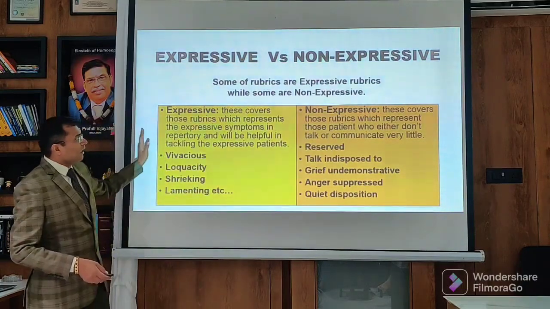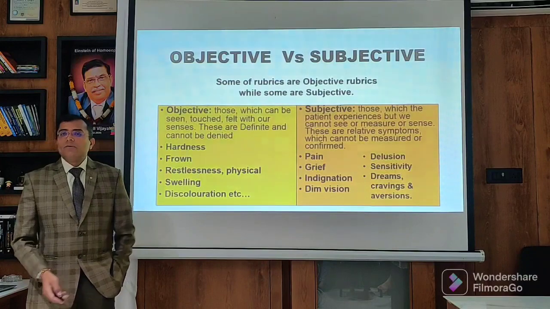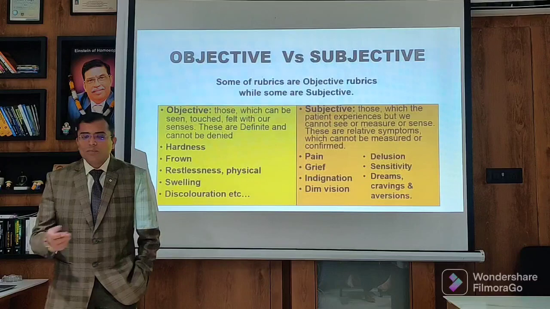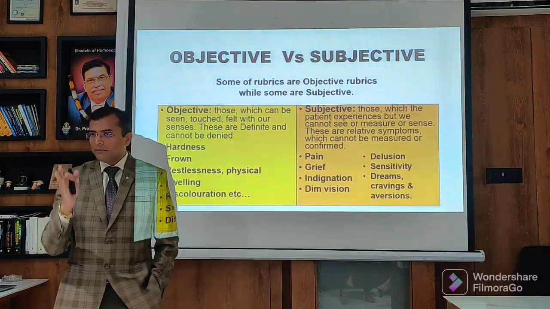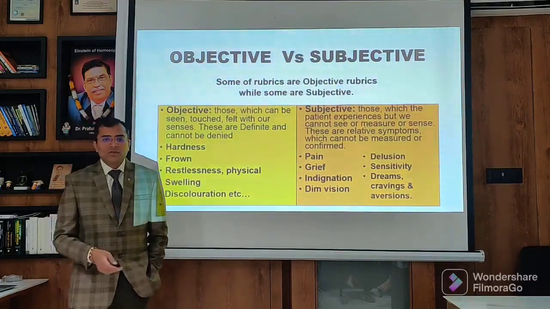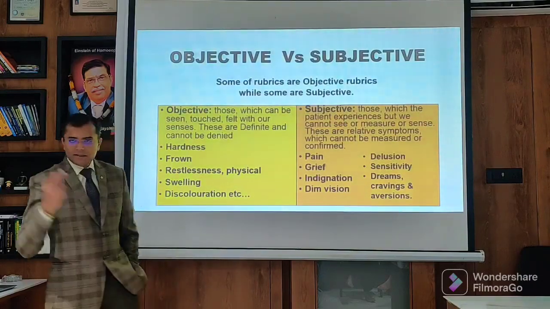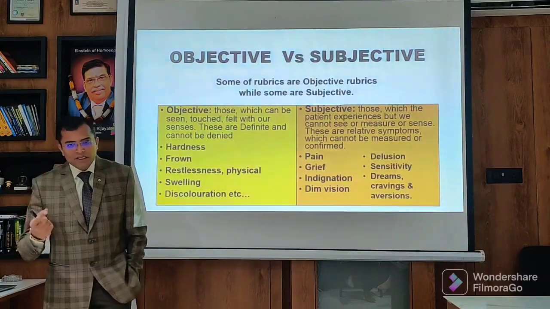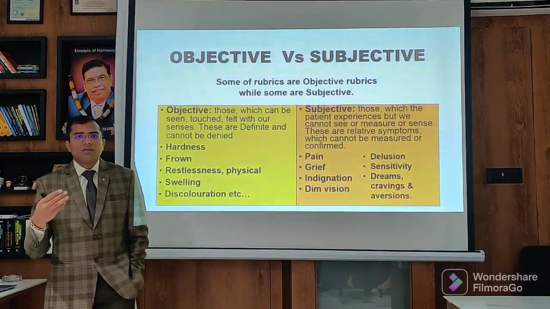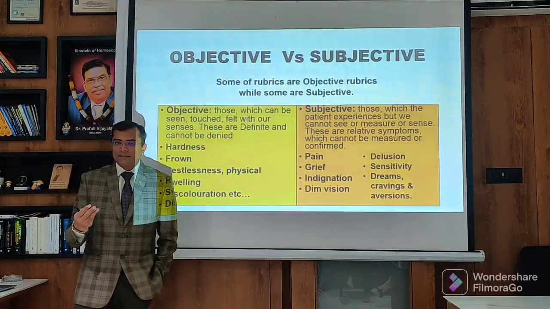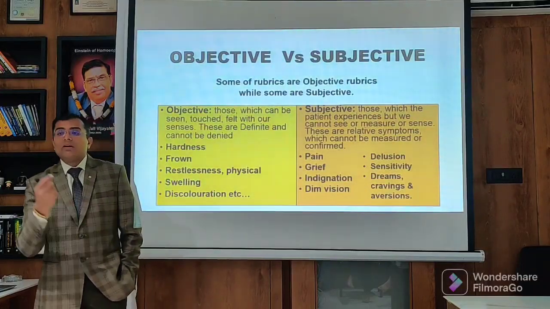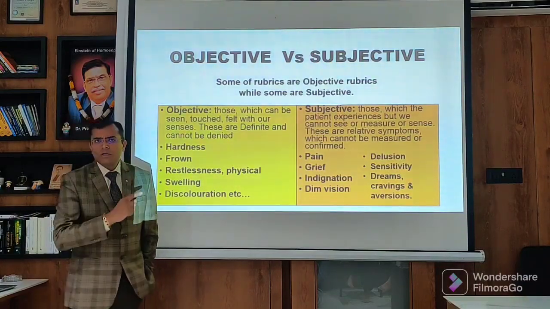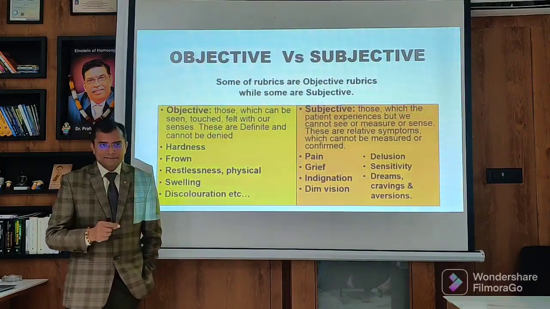So this is one aspect, expressive versus non-expressive. There is also objective versus subjective. Now what is that? Some rubrics are very objective, so you can observe them, and some rubrics are very subjective. Objective are those which can be seen, which can be touched, which can be felt with our senses. So these are called objective rubrics. Okay, these are definite and cannot be denied. So when you find an objective rubric, it cannot be ruled out. It can be the entry point in your case.